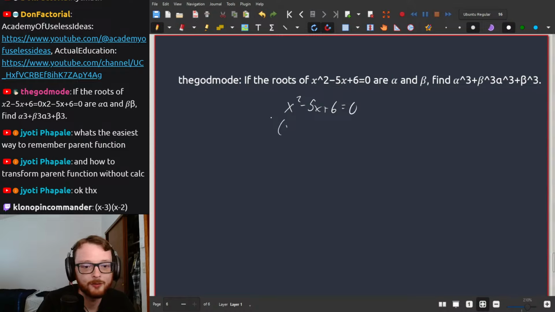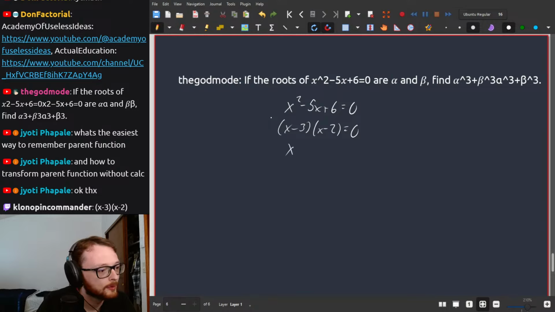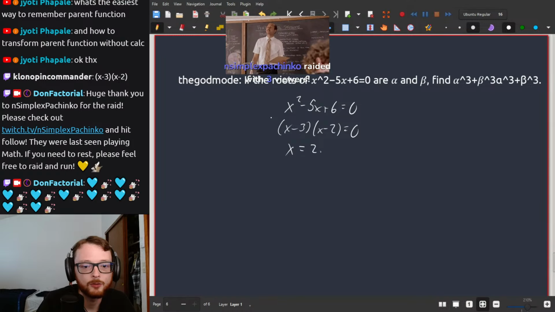Yeah, that looks right. X minus 3, x minus 2. So the roots of this parabola. Oh wait, I'm just making sure. Okay, yeah, I copied it down right. Are 2 and 3.